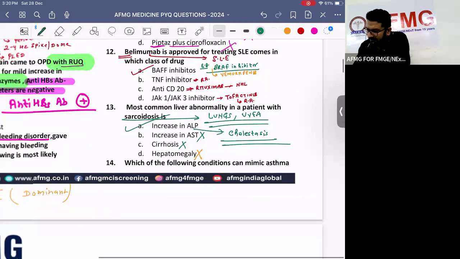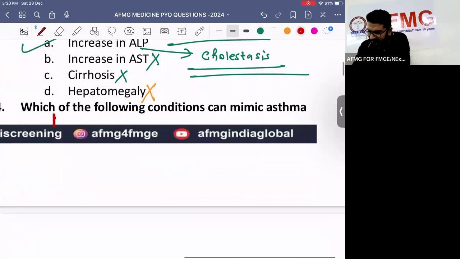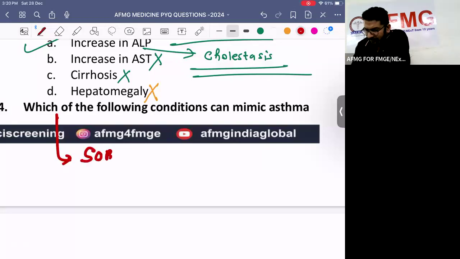Okay, moving to which of the following condition can mimic asthma? So for this, before seeing the option, I should know in my brain what are the symptoms of asthma. So tell me, what are the symptoms of asthma? Asthma means patient will have shortness of breath. Then patient will have cough. What else? Dyspnea, shortness of breath, same thing.